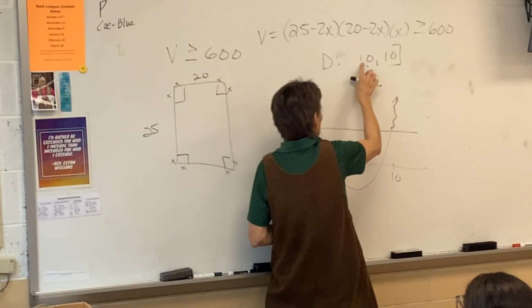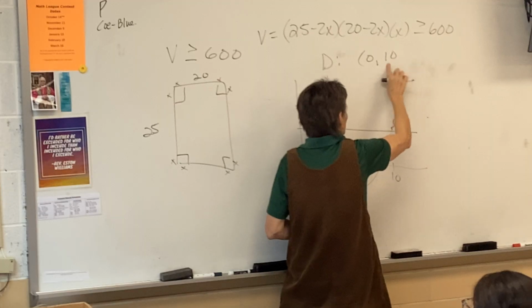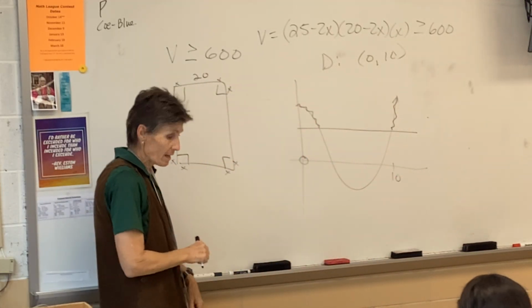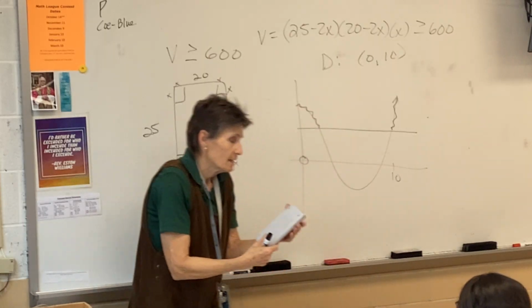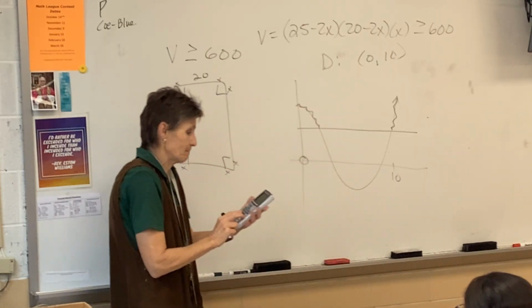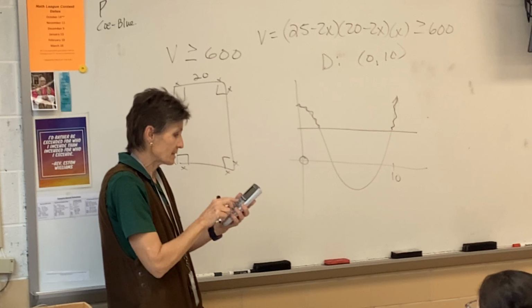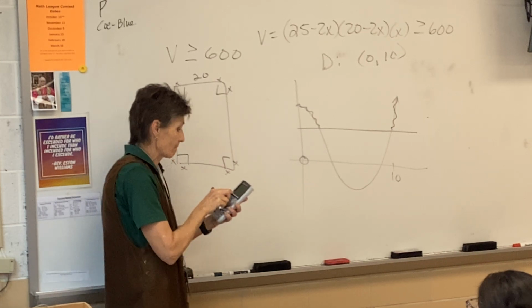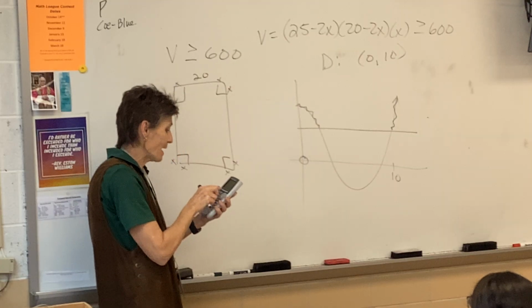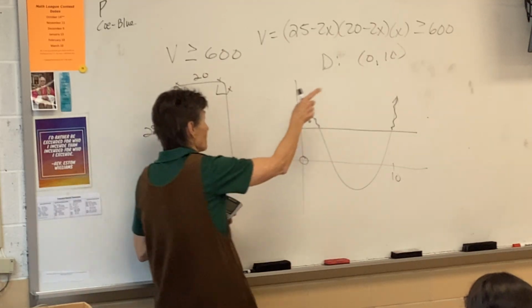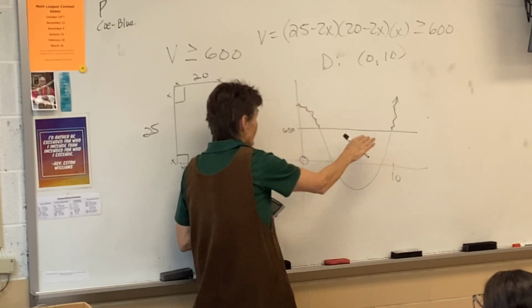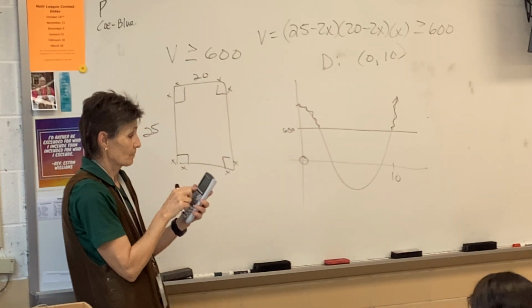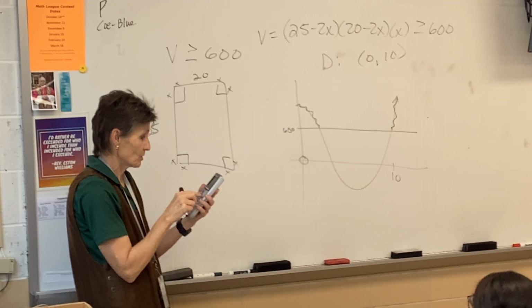Actually, I'm going to make those parentheses, because if x is 0, I don't even have a box. So that is x min and max. Window: x min is 0, x max is 10. That's all I can look at. I need y max to be something bigger than 600. This is 600, y max has to be bigger than that. Type in the equations.